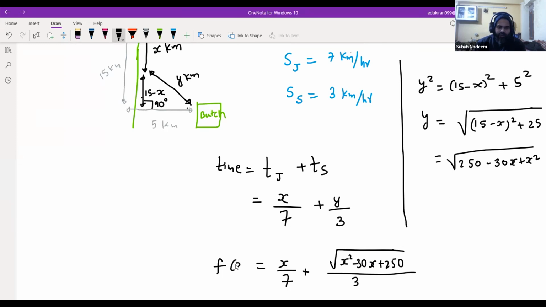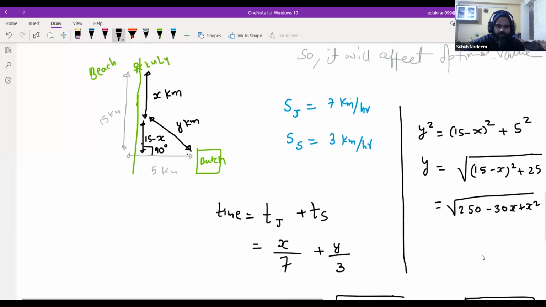So this is the time and this is a function of x. Now we have to minimize this. So what you have to do is find f dash of x and equate it to 0. So just try this mathematical part. First write this from here. You understood this calculation and all? Yes, sir.